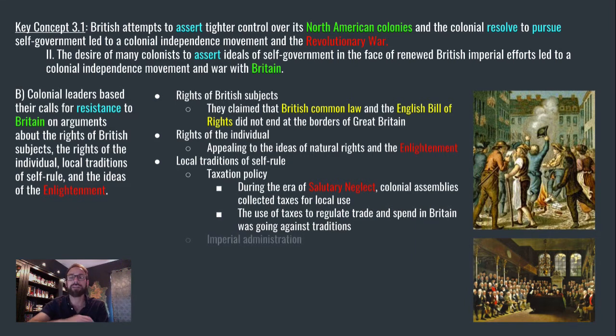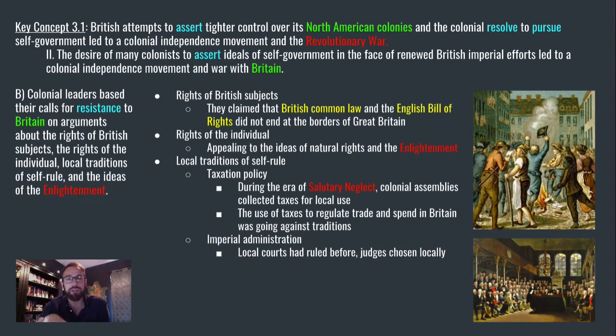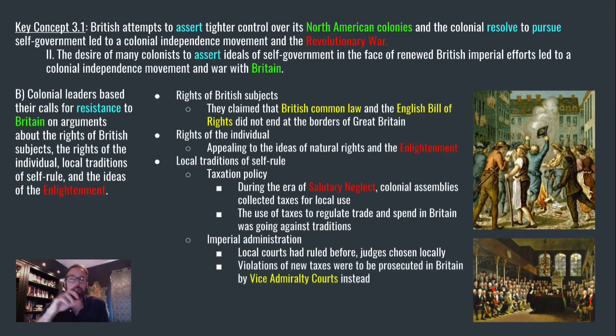Now, on top of taxation, another thing that used to be up to self-rule and autonomy was the imperial administration. Colonists used to choose their own judges, have their own courts, so basically they felt like their own people were deciding their fates when there was a trial by jury. Now, these new taxes and a change in the way the empire worked was making colonists feel like they didn't have that local control anymore.